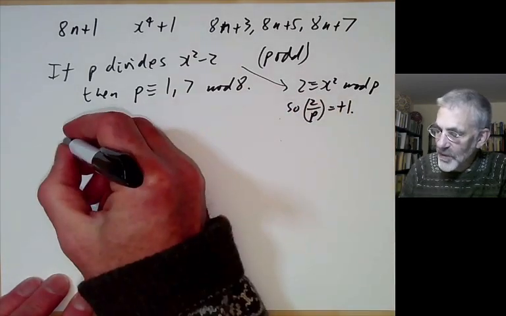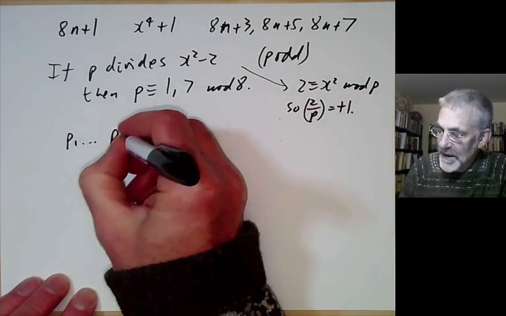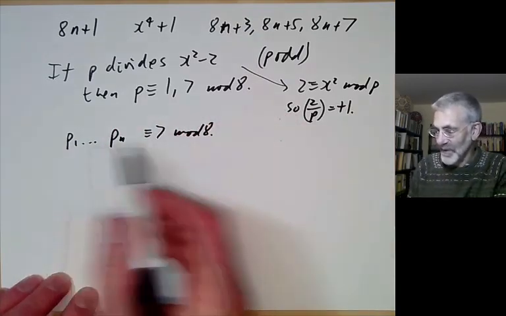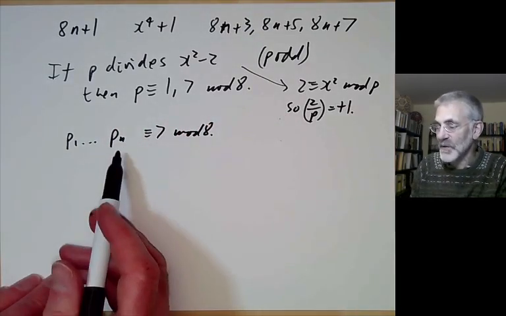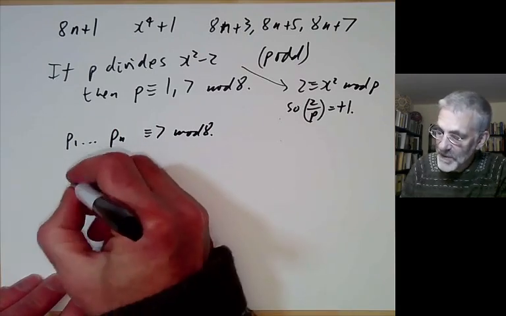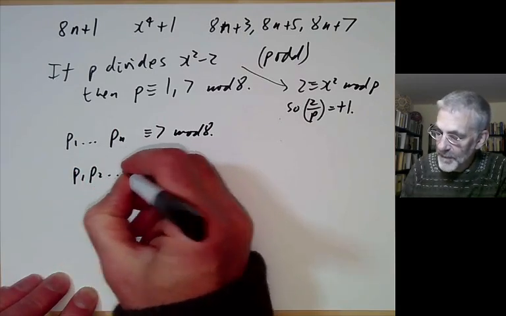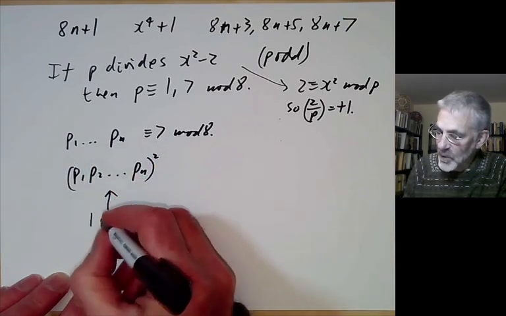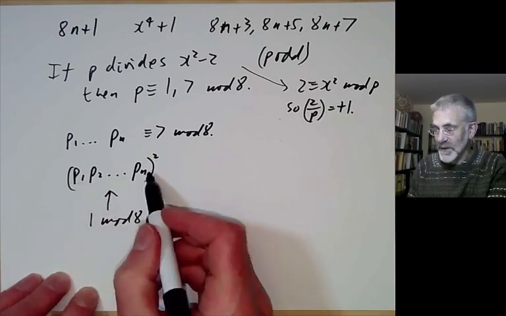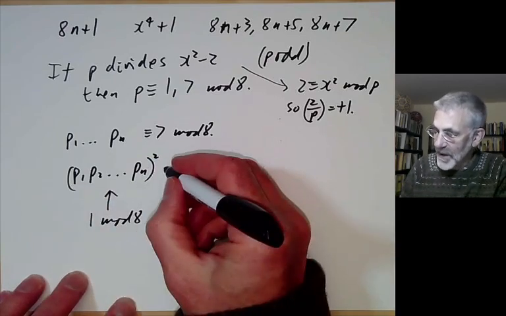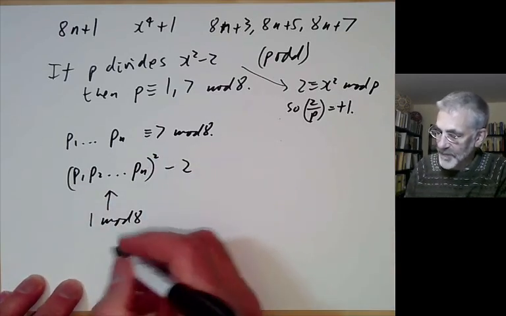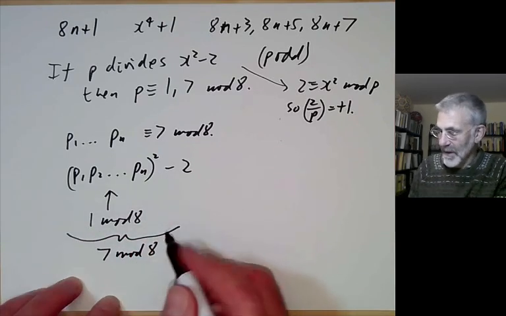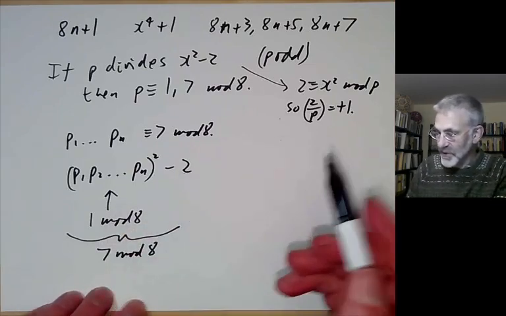Suppose we take all the primes p1 up to pn, suppose they're all congruent to 7 mod 8, and we think of all the primes 7 mod 8 that we thought of, and we want to find a new one. What we do is we multiply them together, and then we square it, and we notice that this is now 1 modulo 8, because it's the square of an odd number. And then we're going to subtract 2 from it, and we notice that this is now 7 mod 8, because it's 1 mod 8 minus 2.